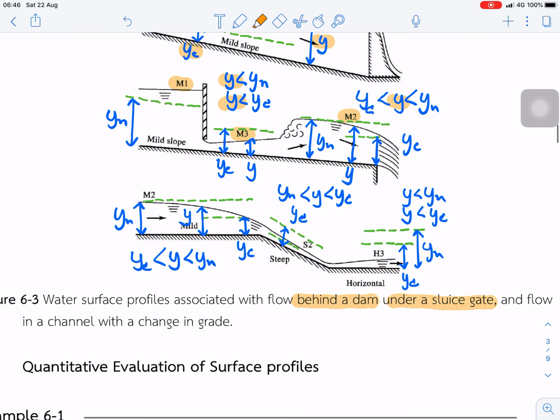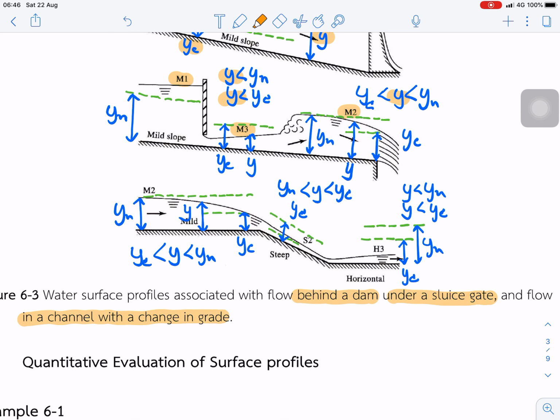And the last one is the flow in the channel with a change of grade, a change in slope, from mild slope to steep slope and horizontal. At the upstream it is classified as M2 because y is in between yc and yn, and on the steep slope we classify S2 because y is in between, and this is H3 because y is less than yn and less than yc.